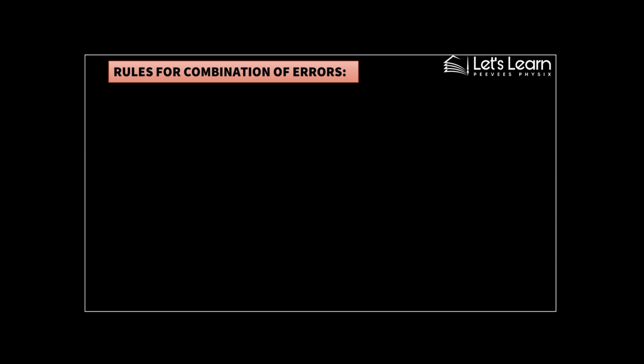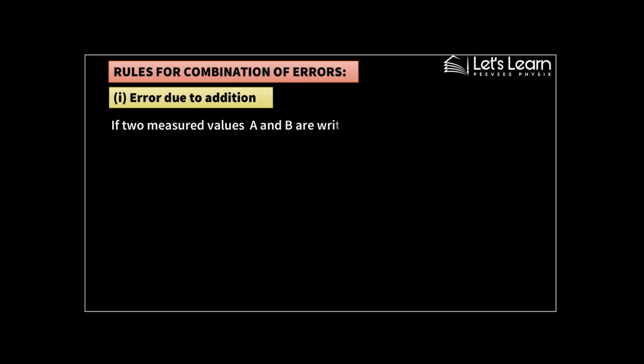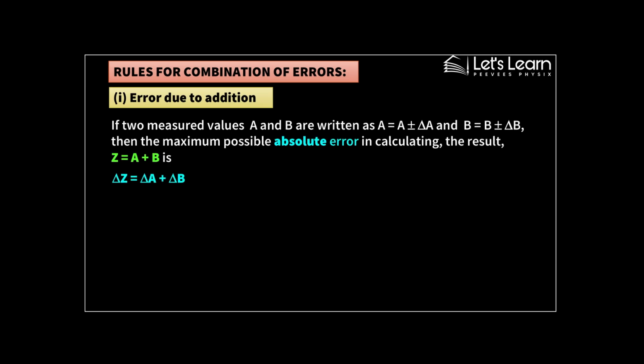Rule for combination of errors in case of addition and subtraction. Suppose you made two measurements. Let me say you made a measurement of A. Look at this. A is measured with the real value and its absolute error. B you measured as real value plus or minus its absolute error. And you are doing addition of those two measurements. Then this shows the maximum possible error in your result. Just add both the absolute errors.